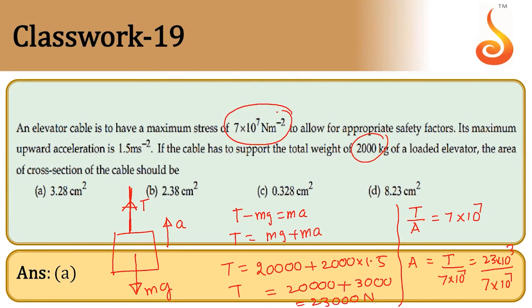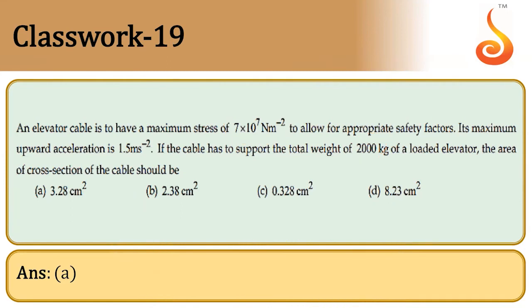How much you got? Tell me, are you getting the correct answer? First, you will get the answer in meter square, then convert that into centimeter square. 1 meter square equal to 10 to the power of 4 centimeter square. Okay. Option A you are getting? Okay. Right. Go to the next one.